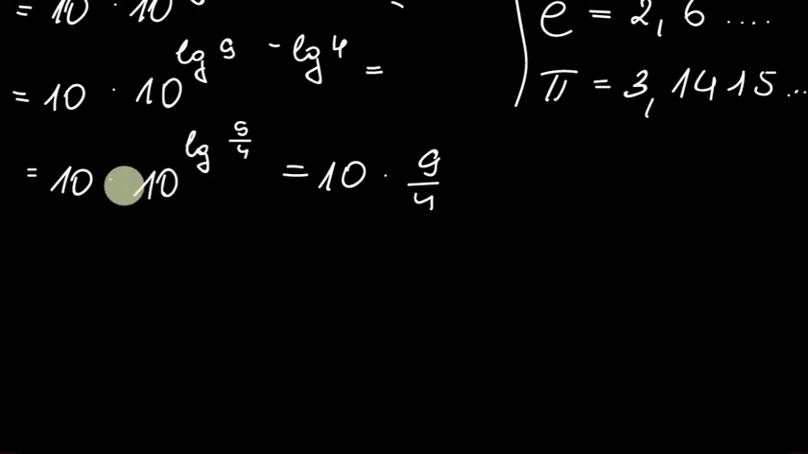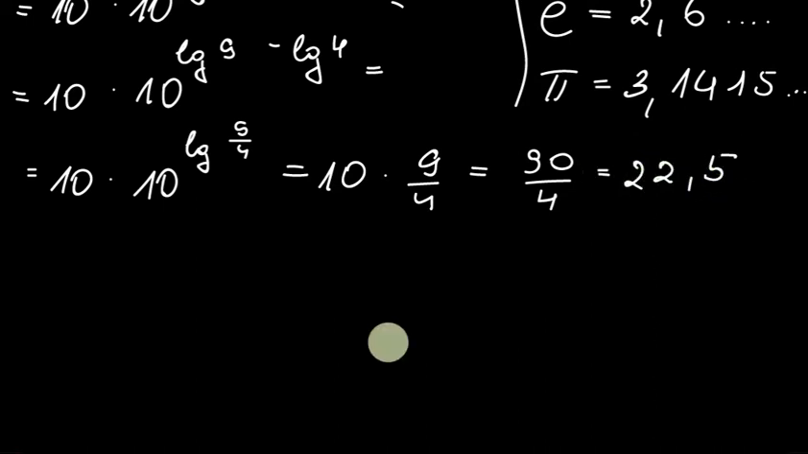our base here is 10 also. So our answer is 90 divided by 4. This will give us 22.5. This is our answer.